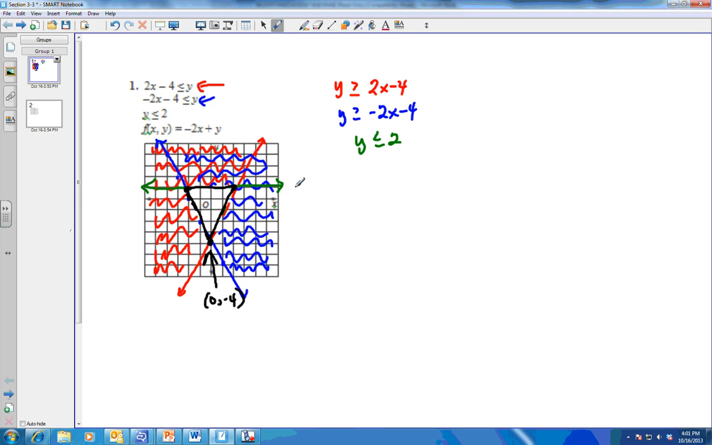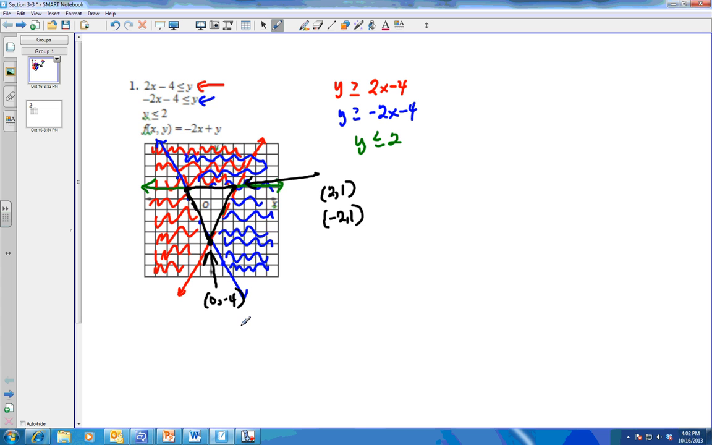This point right here should be the point 2, 1. See, there's 0, so to the right 2, up 1. This point right here is to the left 2, up 1, so negative 2, 1. So there's my vertices of that triangle.